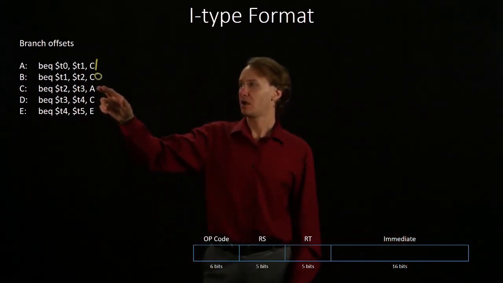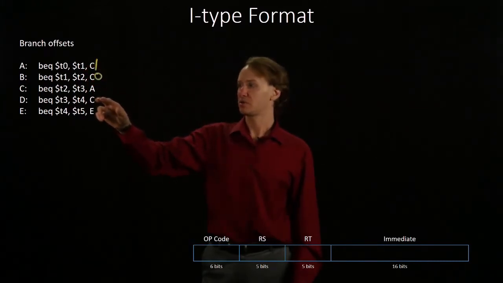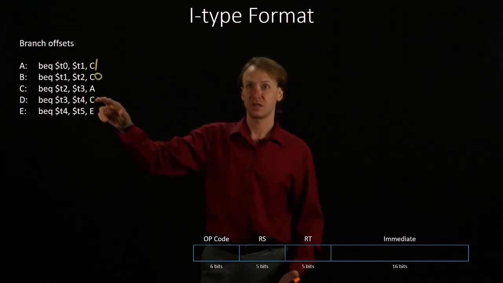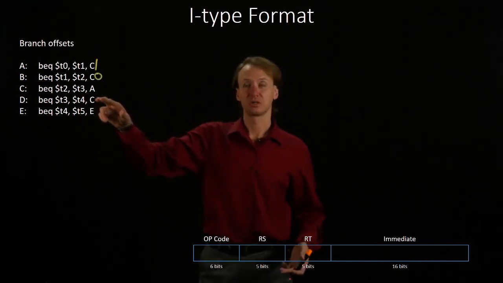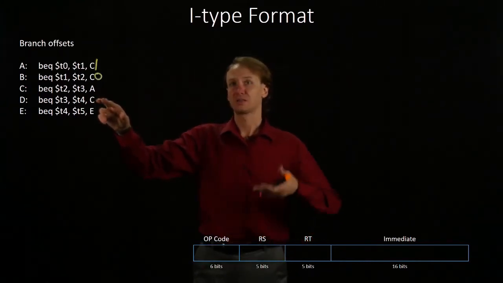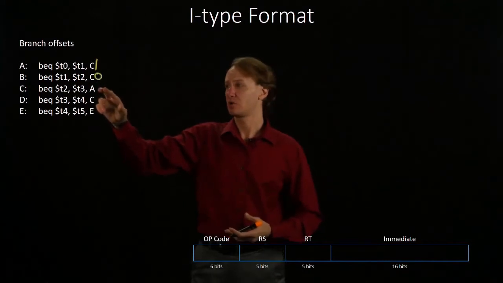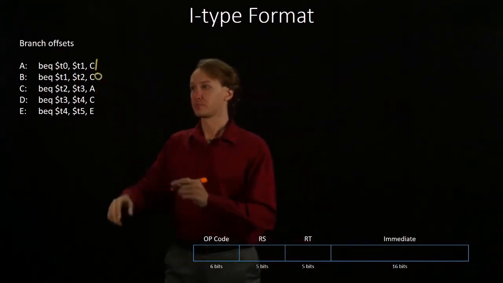For line C, I want to go back up to line A. So I'm going to start counting from the line after instruction C, and I'm going to go however many instructions I need, forwards or backwards, to get to line A. So line A is above line C, so I'm going to go -1, -2, -3 instructions.